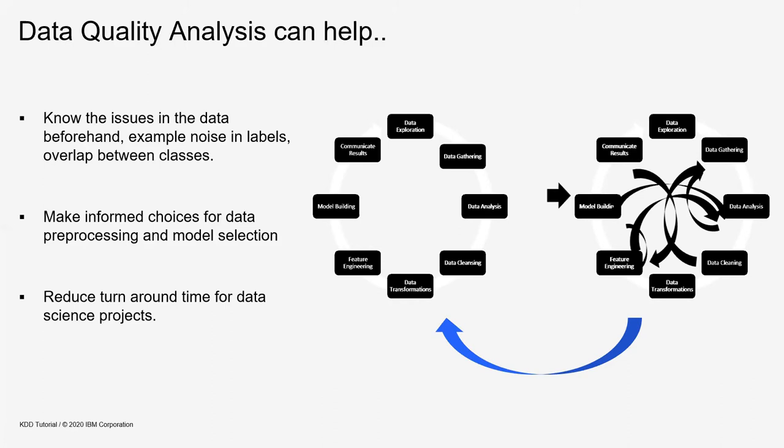Now, let me take a concrete example. So, for example, let us say in a given data set, we ran it through various data quality analysis and we found that there was overlap between two classes.